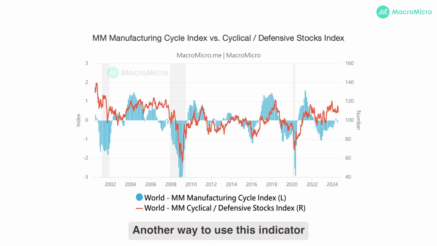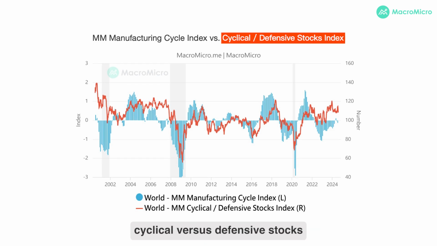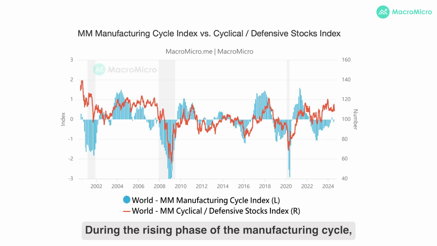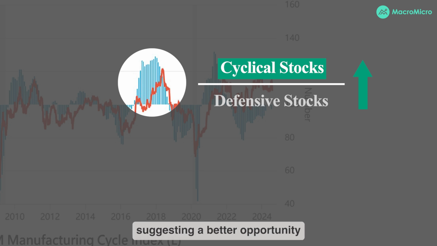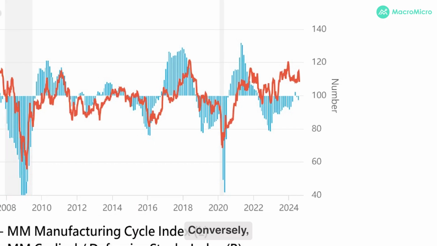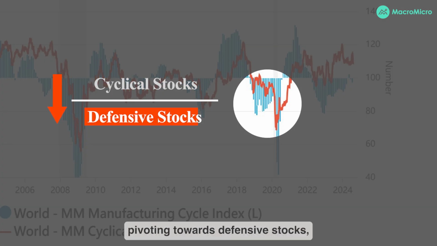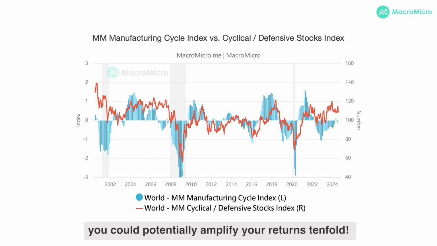Another way to use this indicator is to identify the best time to invest in cyclical versus defensive stocks through a tactical rotation strategy. During the rising phase of the manufacturing cycle, the ratio of cyclical to defensive stock prices increases, suggesting a better opportunity to invest more in cyclical stocks like automotive and technology. Conversely, during downturns, pivoting towards defensive stocks such as healthcare and consumer goods can be beneficial. By applying this strategy, you could potentially amplify your returns tenfold.